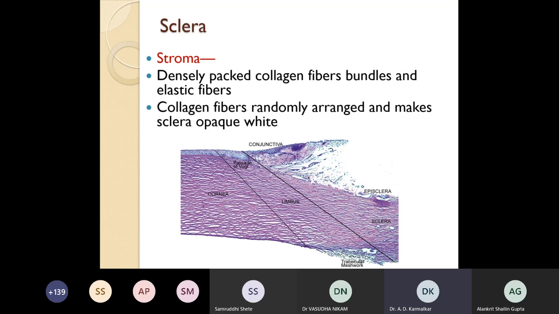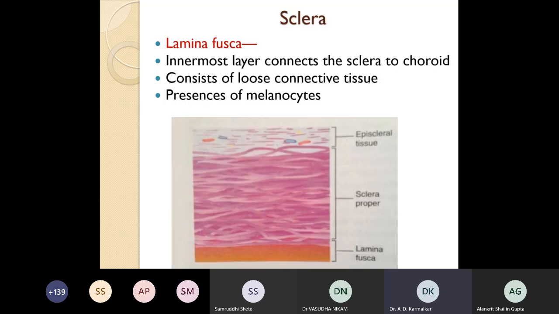Compare this with the cornea, where they are very orderly arranged. That's why the cornea is transparent. The lamina fusca is the innermost layer, which connects the sclera to the choroid. It is made up of loose connective tissue in which melanocytes are present. So this was about the sclera.